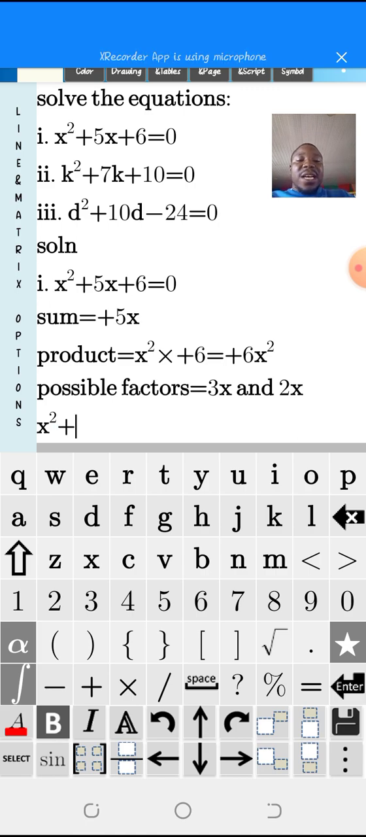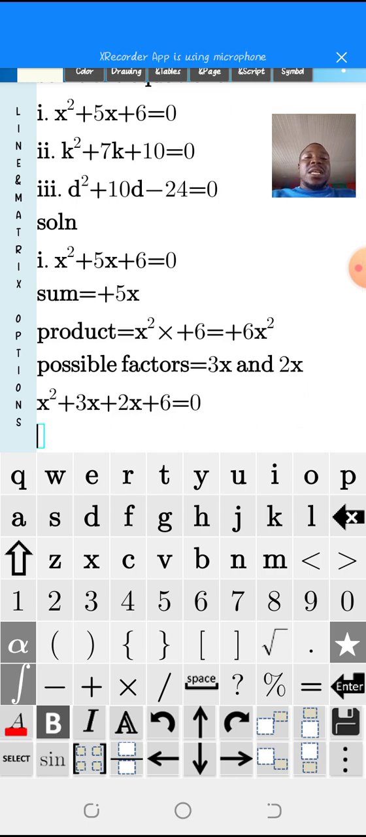We are going to replace that with plus 3x plus 2x. And then don't forget to add your plus 6 to be equals to 0, okay? Now we have 4 different terms. What you do here is you quickly look out for the highest common factor between the first 2 terms, which is between x squared and plus 3x.